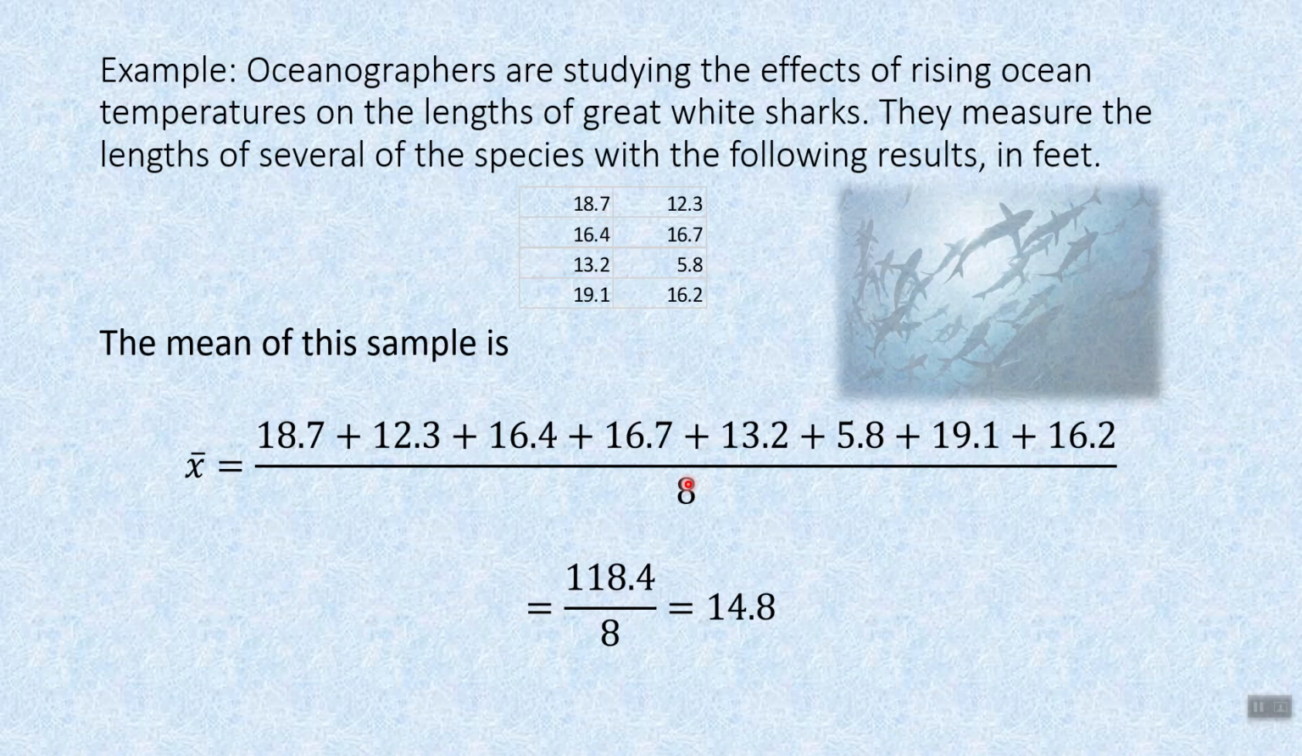Stats here, pieces of data, datum. Oh boy, math, not English. I shouldn't have went down that road. Let's go back to the intersection, come back here. We add them all up, we get 118.4. We divide by 8, and the average length of a shark in this sample is 14.8 feet.